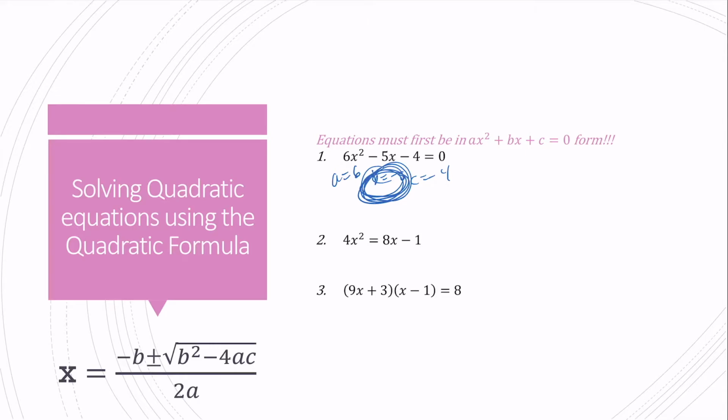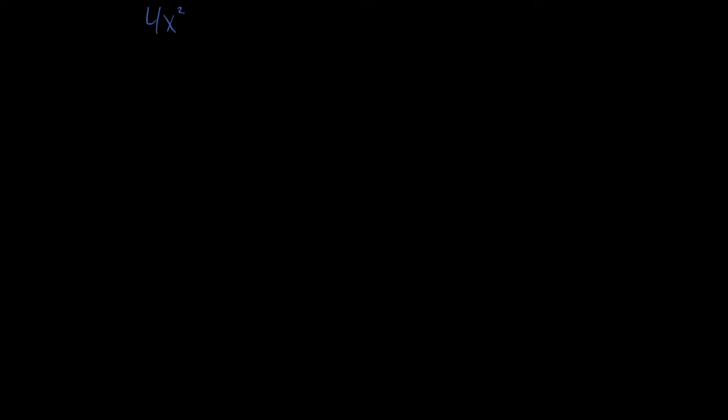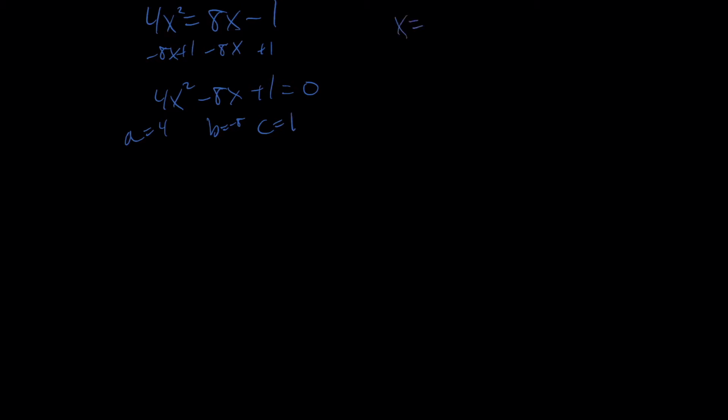So now I have 4x squared equals 8x minus 1, which I would copy correctly. 4x squared equals 8x minus 1. The first thing I need to do is get this equal to 0. So I'm going to subtract 8x from both sides and add 1 to both sides. So I have 4x squared minus 8x plus 1 equals 0. I then want to label my A, B, C's. A is 4, B is negative 8, C is 1. So x equals negative b plus or minus the square root of b squared minus 4ac all over 2a.